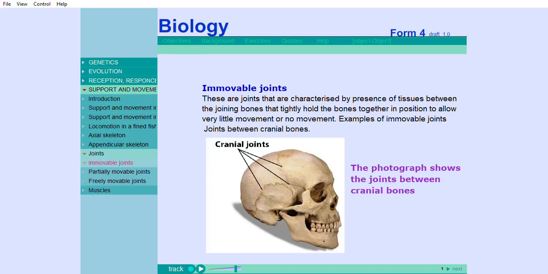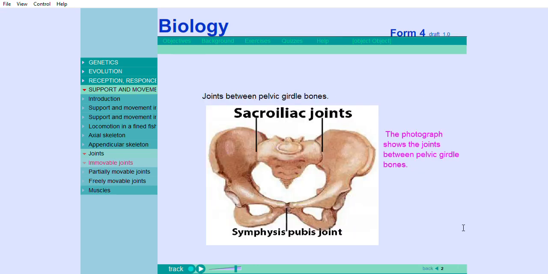Immovable joints. These are joints that are characterized by presence of tissues between the joining bones that tightly hold the bones together in position to allow very little movement or no movement. Examples of immovable joints. Joints between cranial bones. The photograph shows the joints between cranial bones. Joints between pelvic girdle bones. The photograph shows the joints between pelvic girdle bones.